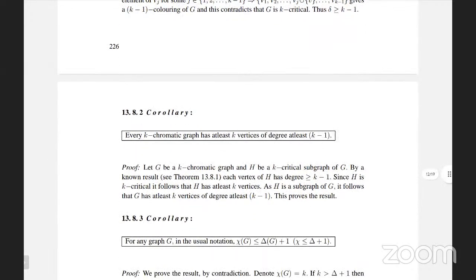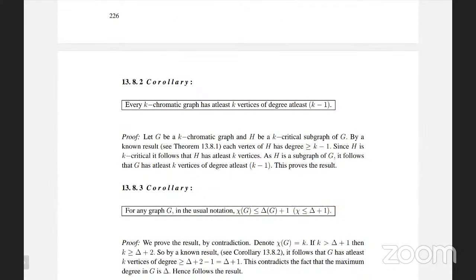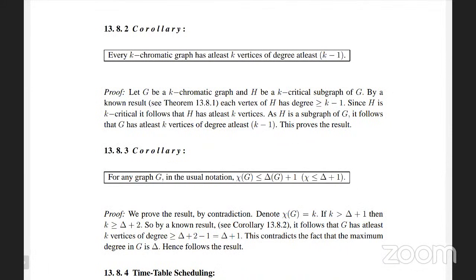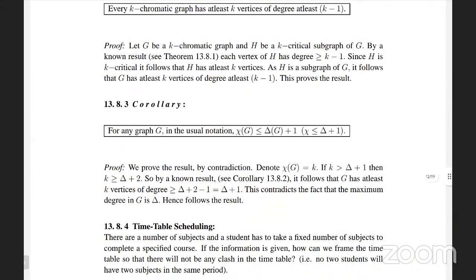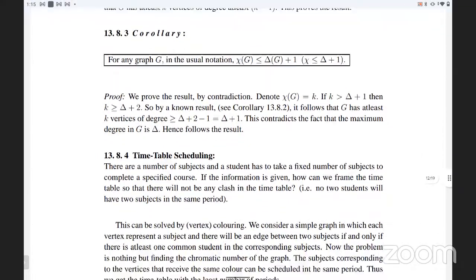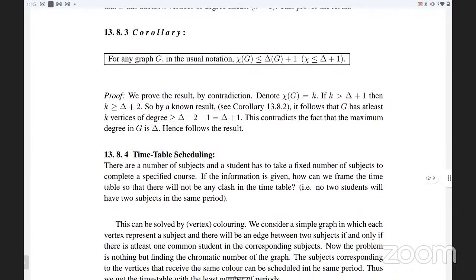And one more: every k-chromatic graph has at least k vertices of degree at least k minus 1. Let G be a k-chromatic graph and H be a k-critical subgraph of G. By the known result, each vertex of H has degree greater than or equal to k minus 1, since H is k-critical. It has at least k vertices. H is a subgraph of G. It follows that G has at least k vertices of degree at least k minus 1. So that is the proof of the result. Corollary: also here chi of G equals k.